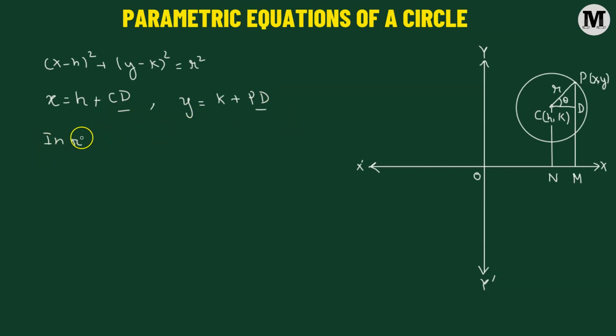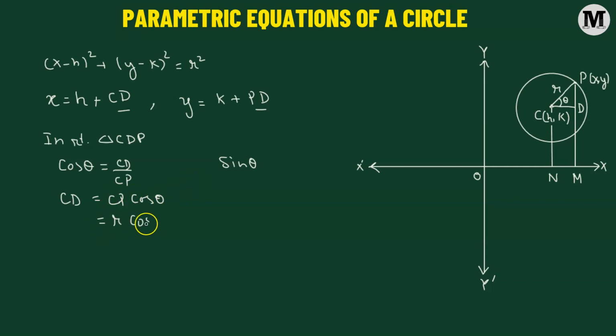Now we can define CD and PD from the triangle. So let's consider the right angle triangle CDP, which is right angled at D. We can define cosine of angle theta, and we can define sine of angle theta. So cosine of angle theta is CD over CP, which means that CD is equal to CP cosine theta. Now what's CP? CP is nothing but the radius of the circle, so CD is r cosine theta. Similarly, sine theta is the ratio of the opposite side, PD, to the hypotenuse, CP. So PD is equal to CP sine theta, CP being the radius of the circle, we get r sine theta.